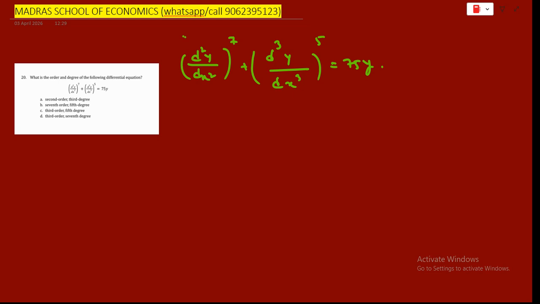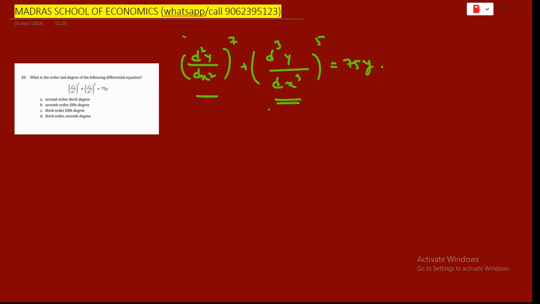How many times did we differentiate? We see a d²y/dx². That's a second order derivative, right? And d³y/dx³, that is the third order derivative. Now the rule is the order is the highest number between a 2 and a 3, and the 3 wins every time. Okay, so it's the heavyweight champion, you can say.